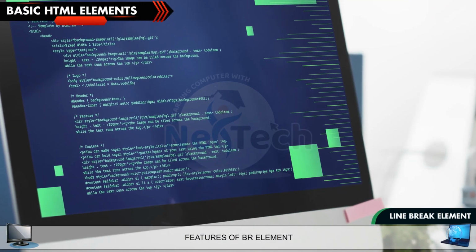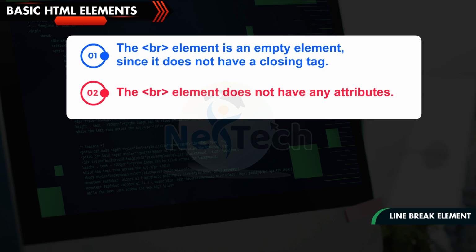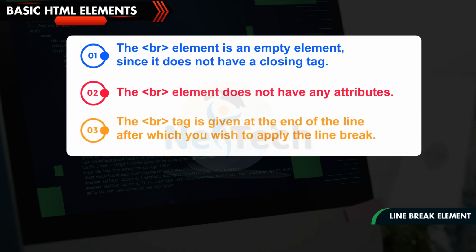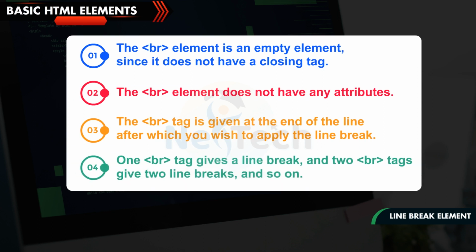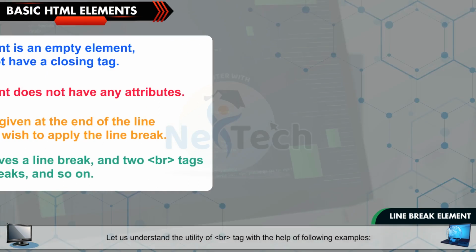Features of BR element. The BR element is an empty element since it does not have a closing tag. The BR element does not have any attributes. The BR tag is given at the end of the line after which you wish to apply the line break. One BR tag gives a line break and two BR tags give two line breaks, and so on. Let us understand the utility of the BR tag with the help of the following examples.